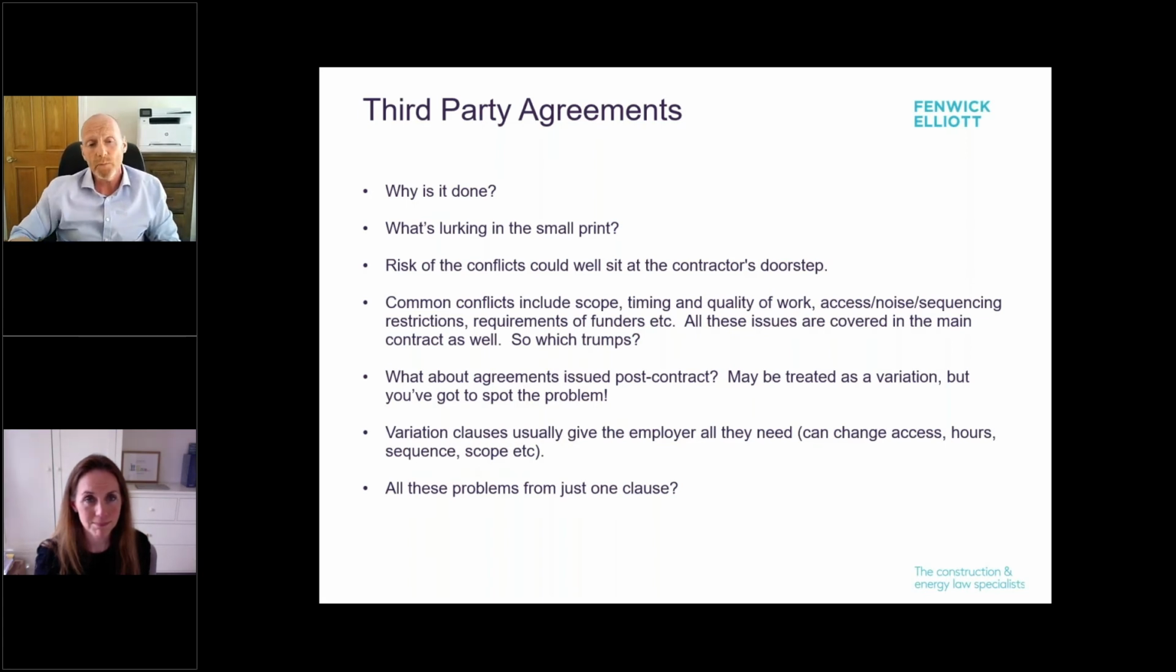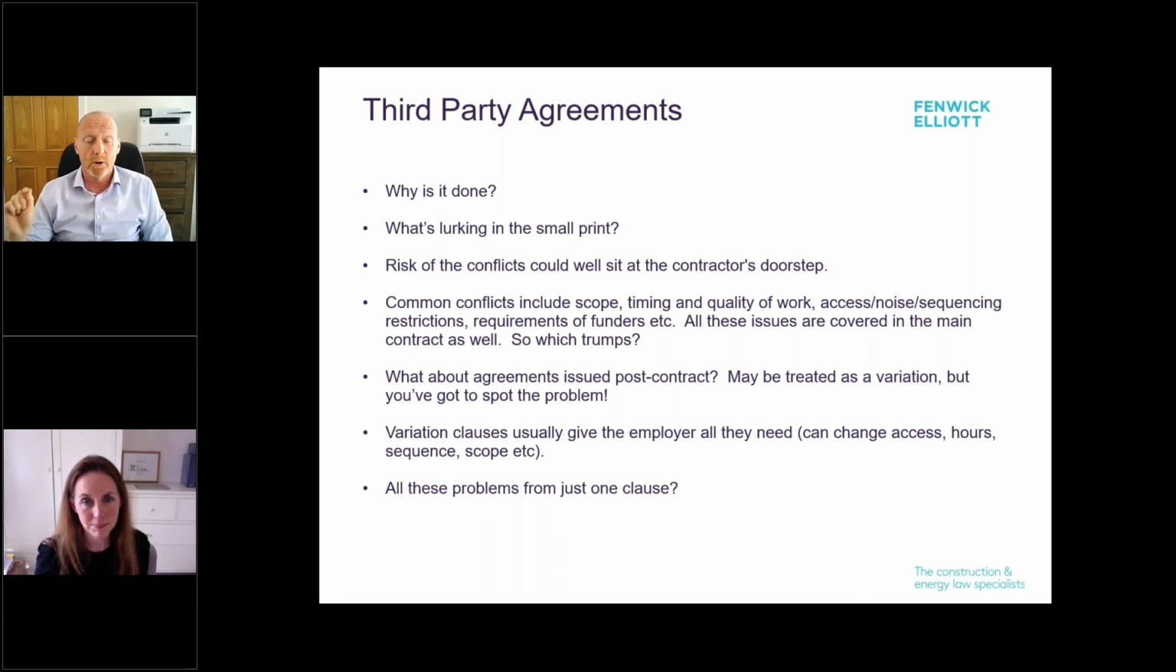The other point I mentioned is about agreements being issued post-contract. So what a lot of building contracts say is, well, if we enter into that agreement for lease post-contract, we'll send you a copy, contractor, and you'll read it and you'll make sure you don't cause us a problem. And it might say, if it does cause you a problem, we'll treat that as a variation. In principle, that's fine, subject to two potential problems.